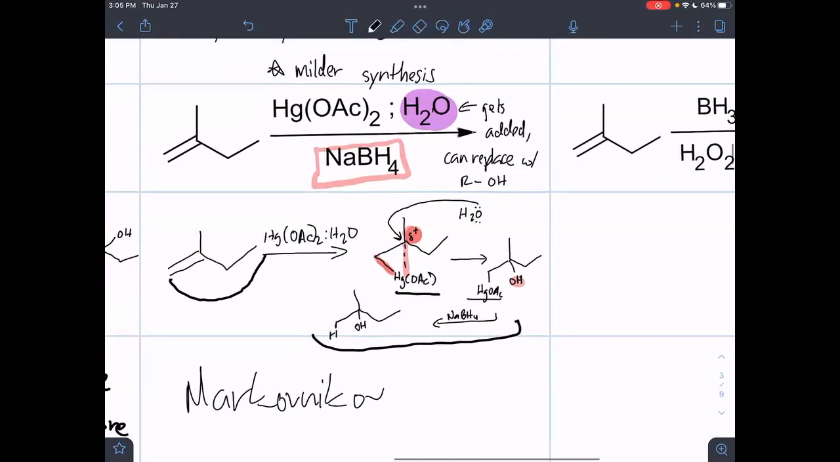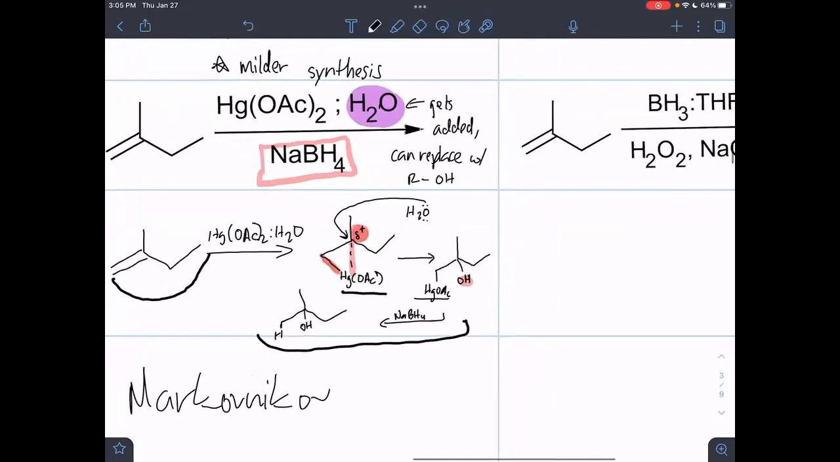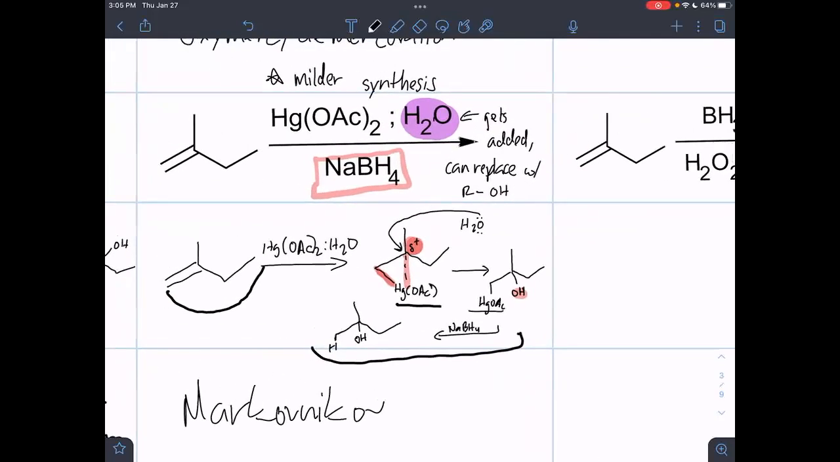There is technically kind of an intermediate, but it's not a full carbocation intermediate because it's a partial bond. So it's not a full carbocation. It's this weird mercurium intermediate. It has its own name, its own properties. So just know it's not the same.